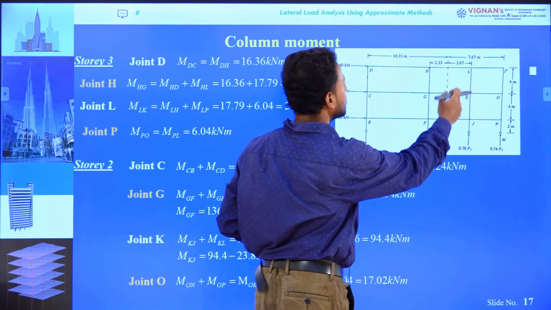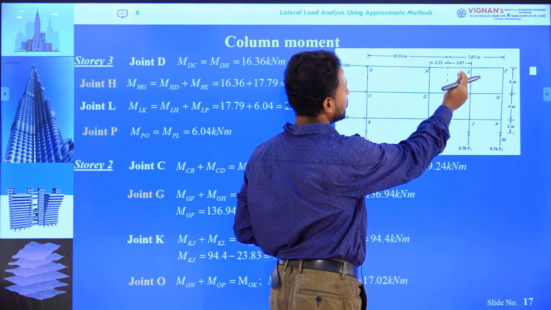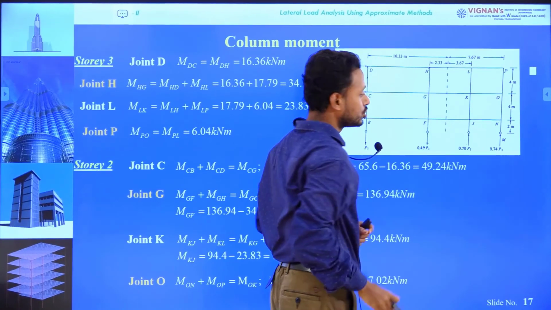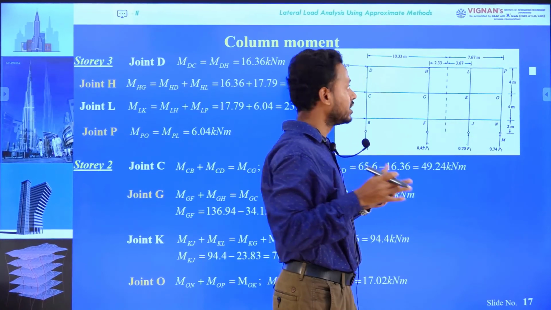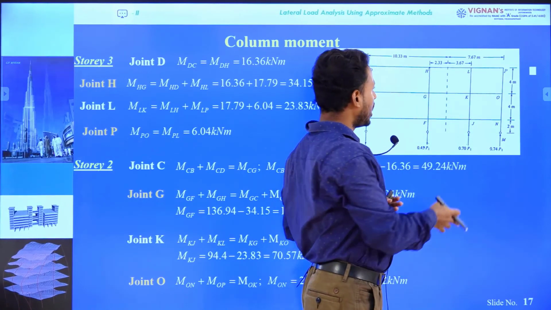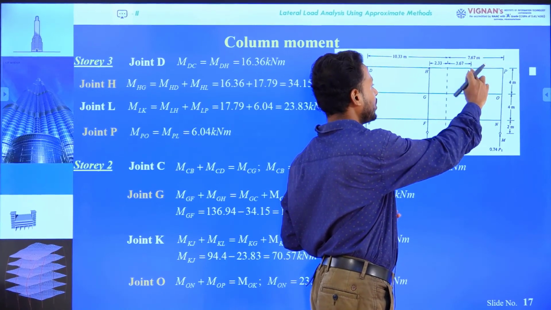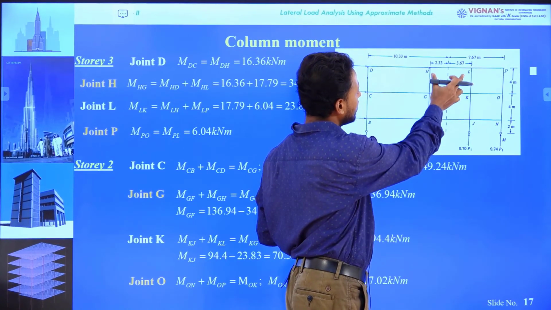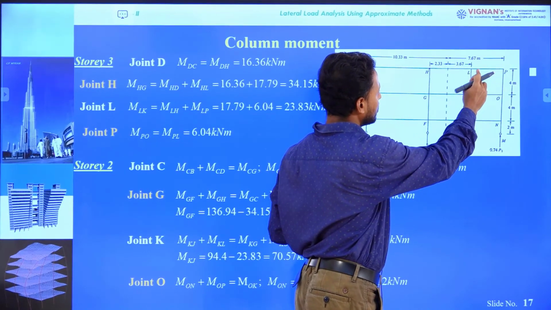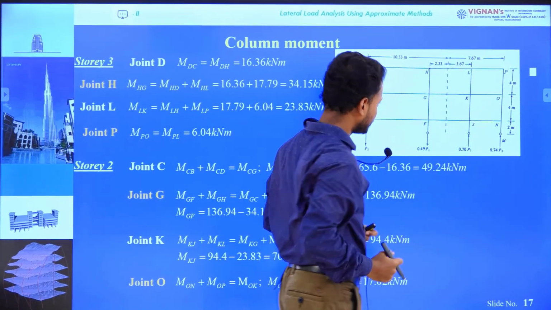Similarly, if you consider the joint L, we have this beam moment plus this beam moment will be equal to this column moment. So, in the previous slide, we calculated the beam moment for all the beams. So, how will we find out the column moment of the LK column? Just add the beam moment of LH plus the beam moment of LP, you will get the column moment of LK.